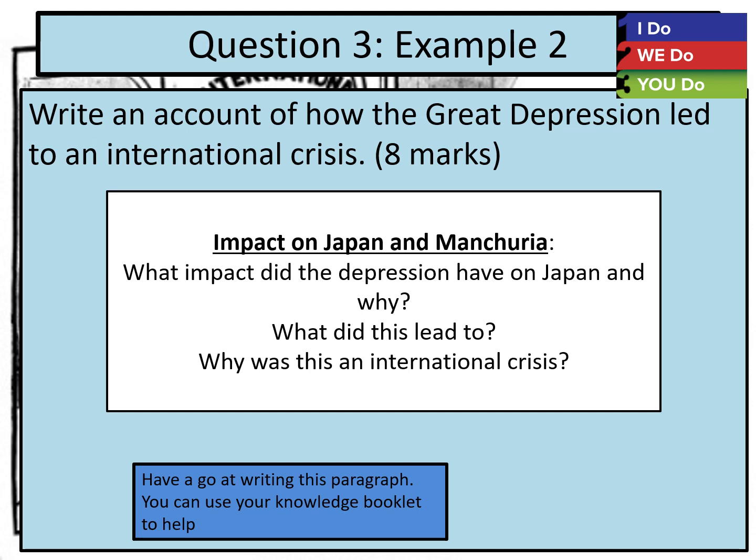You, of course, can use your notes from yesterday and any revision materials that you've got on Japan and Manchuria. You don't have to write this off the top of your head, and I would like you to do it in just 5 minutes. So write an account of how the Great Depression led to an international crisis. So your first paragraph is going to be all about the impact on Japan and Manchuria.